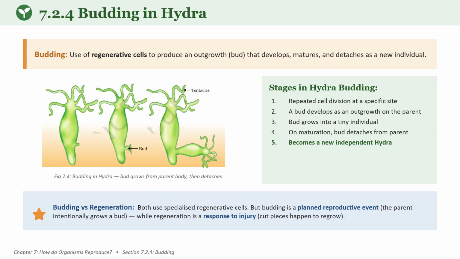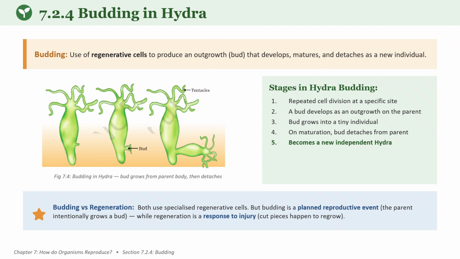So next we are going to see budding. For budding, the example is hydra. So what happens in budding? Budding is the process in which a small outgrowth called a bud, you can see here in the diagram, a bud is formed, right? A small outgrowth called a bud develops on the parent body, and later separates to become a new individual. Examples are hydra and yeast.